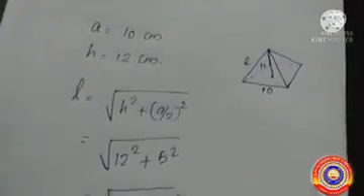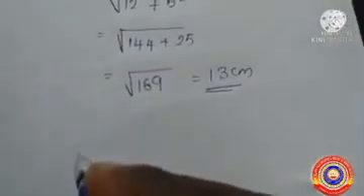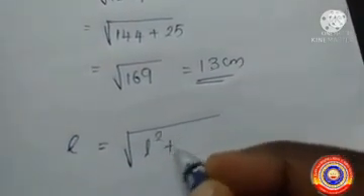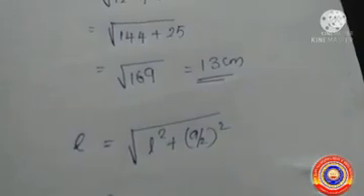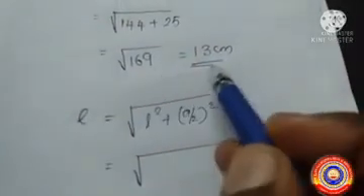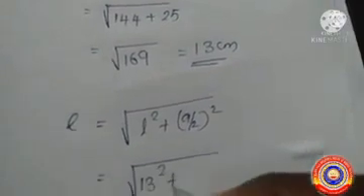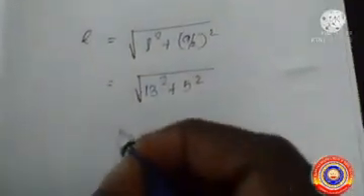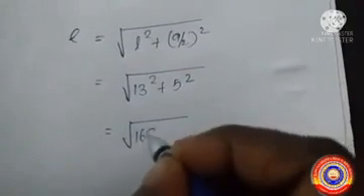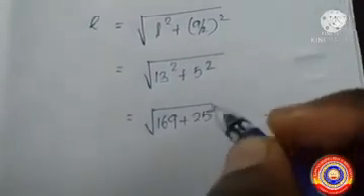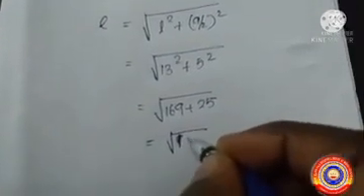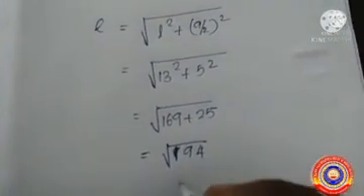Next, using A and L, we have to find E. E is equal to root of L square plus A by 2 the whole square, and it is equal to root of 13 square plus 5 square. A by 2 the whole square equal to 5 square, which is equal to root of 169 plus 25, which is equal to root of 194. E equal to root of 194 centimeter.